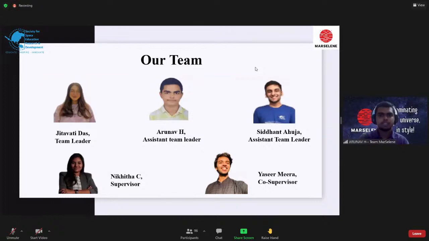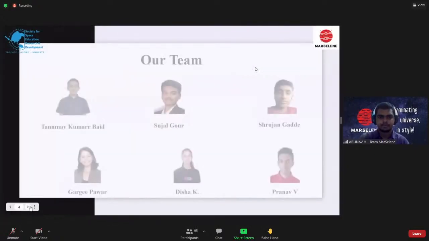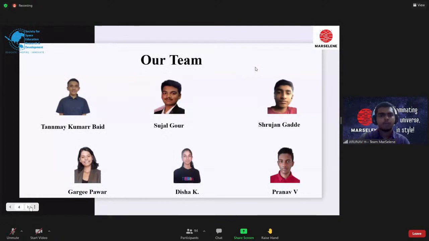Team Marceline is supervised by Nikita ma'am and co-supervised by SE sir. Jitavadi Das is our team leader, and Siddhanta Huja and myself, Aeronautics, are the assistant team leaders. Our team consists of the following members: Tanmay Kumar, Sujal Gaur, Shrujan Gade, Gargi Pawar, Dishake, and Pranav Vinod.